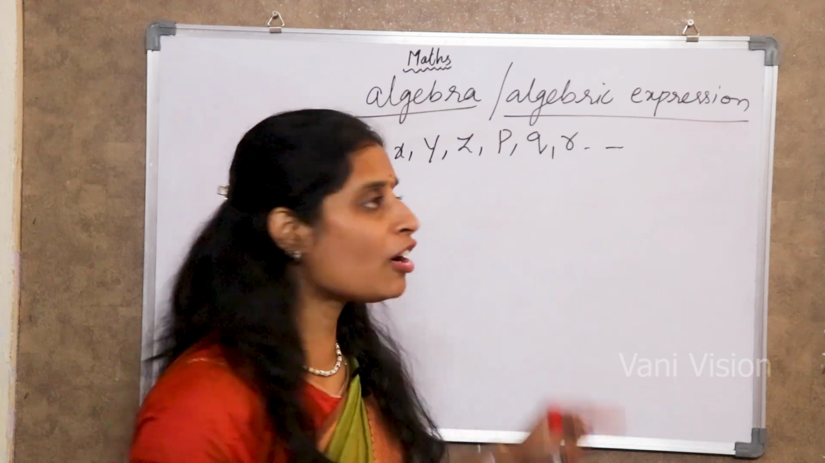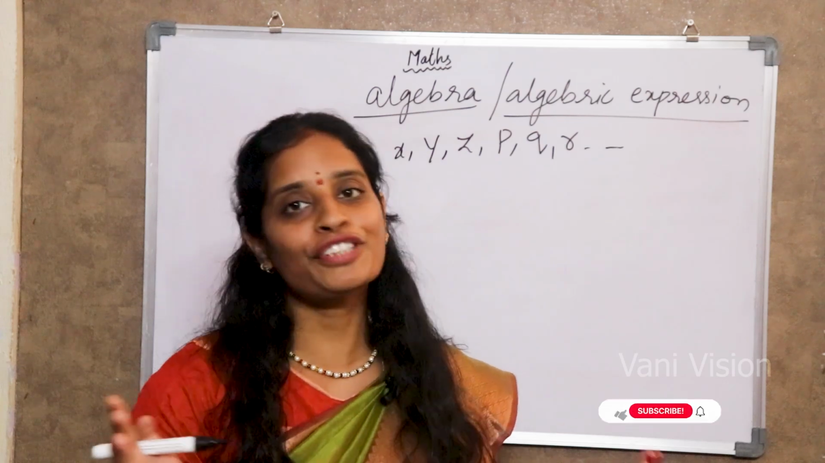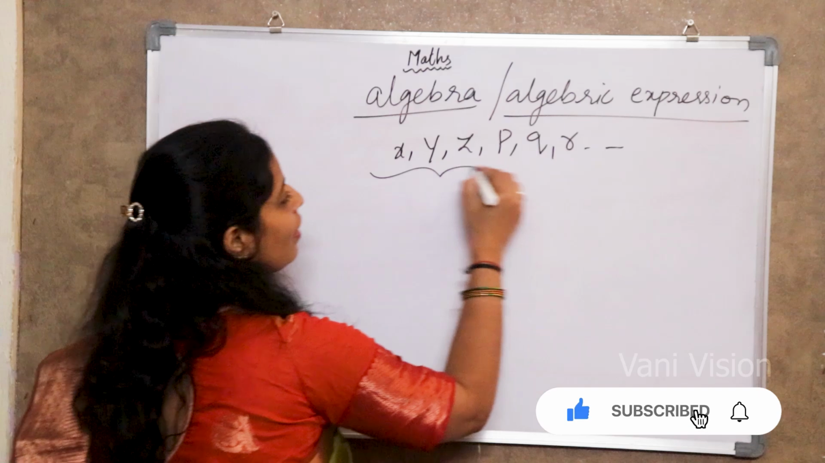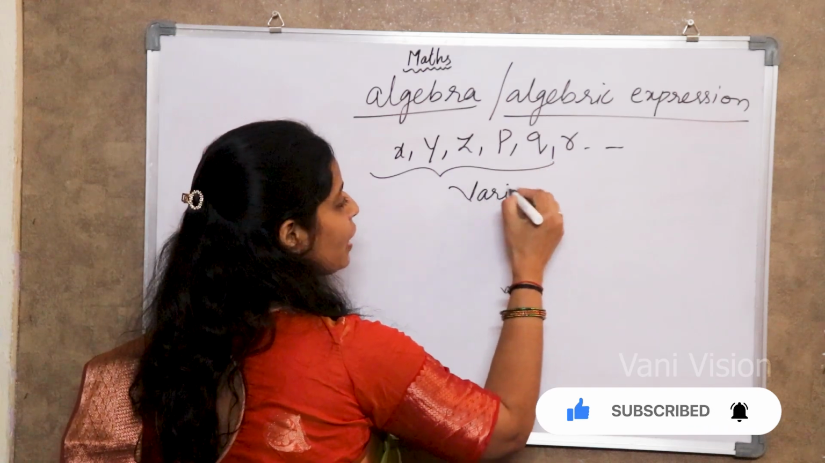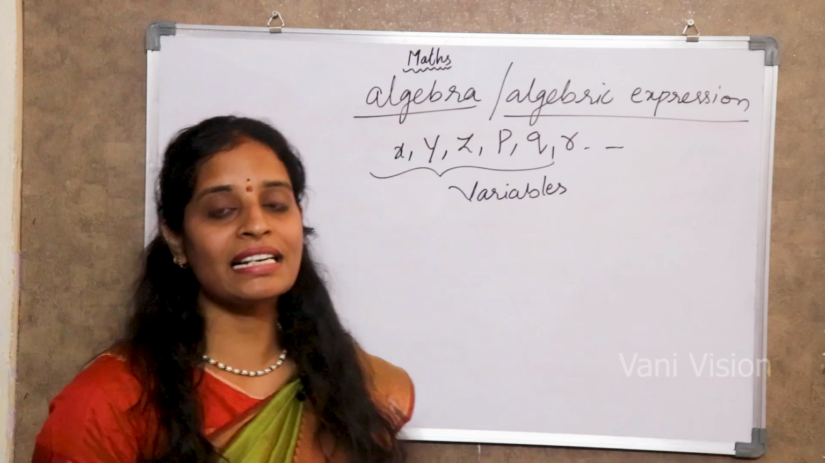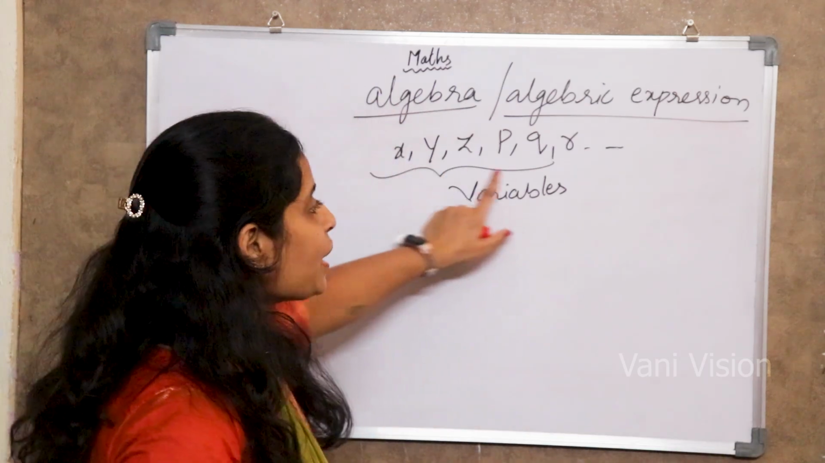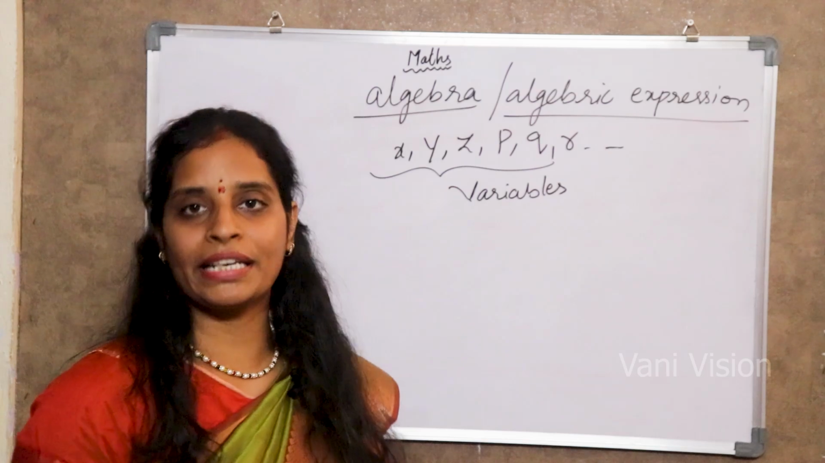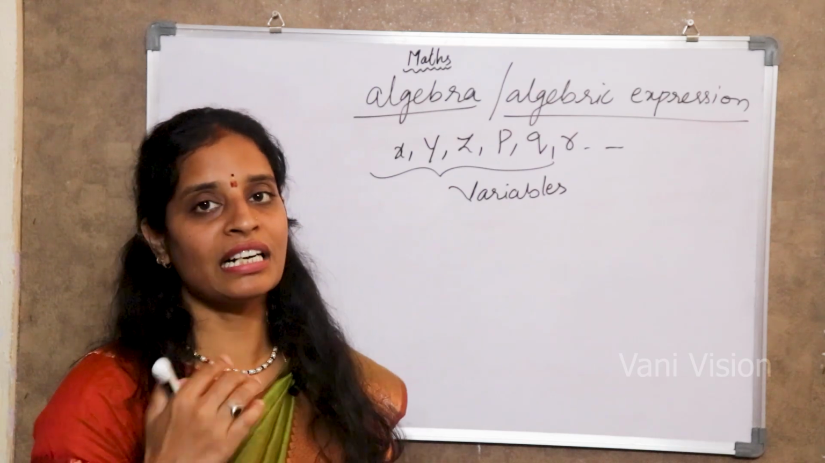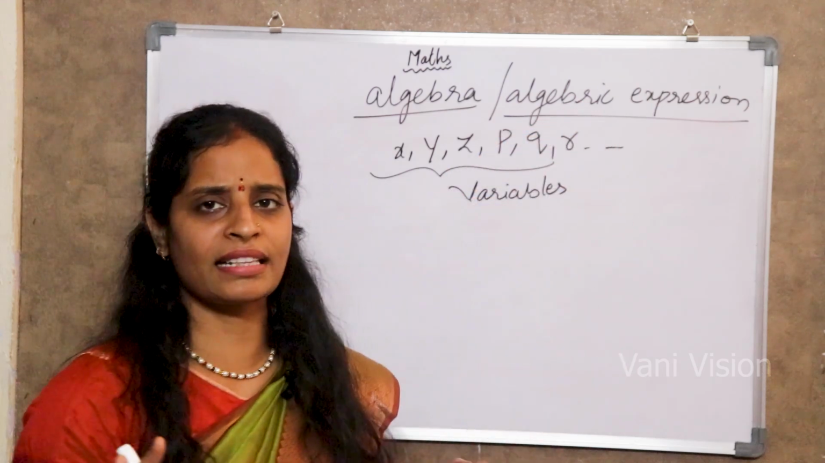In English, we call these letters alphabets. Coming to maths, what should we call them? We call them variables. So whatever English alphabets we use in maths, in algebra, we call them variables. Clear?